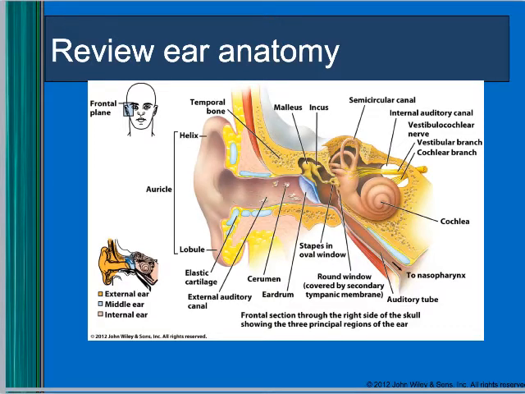Ear anatomy. Okay, so external ear is out here, so we'll talk about otitis externa. Middle ear is in here. So that's where, when someone has an ear infection, typically it's in the middle ear. Internal ear infections are not very common.